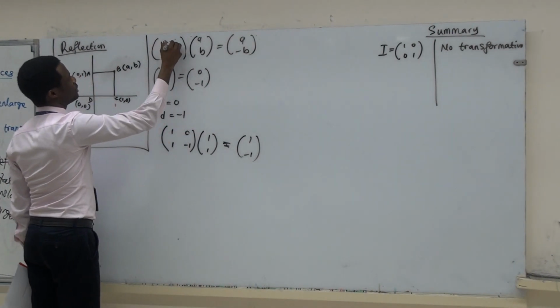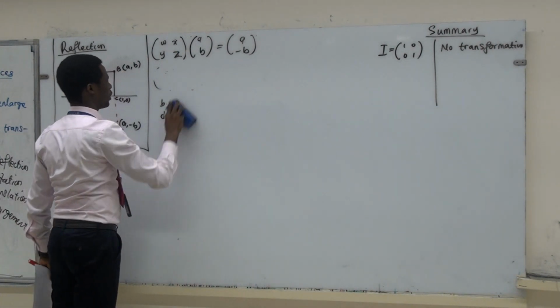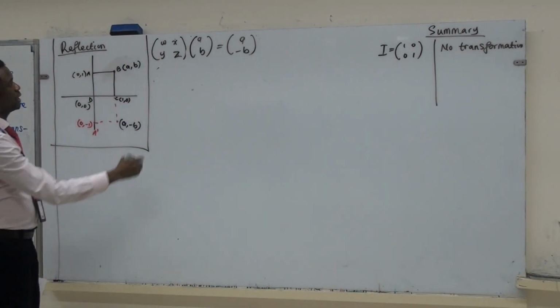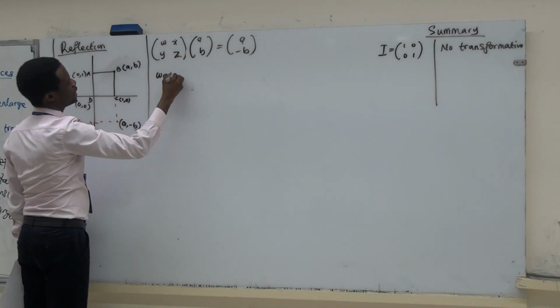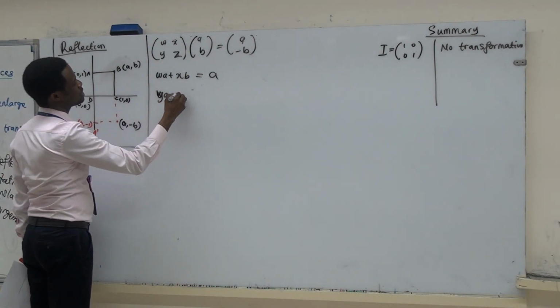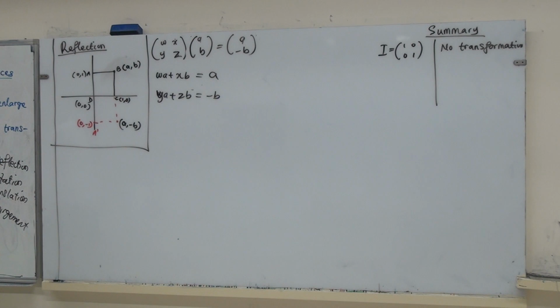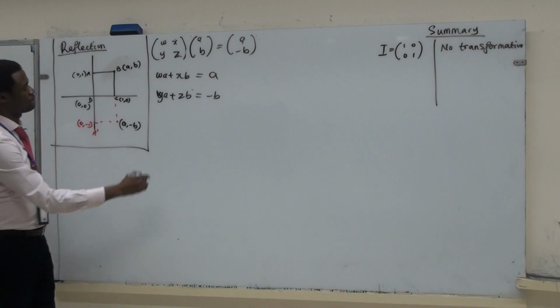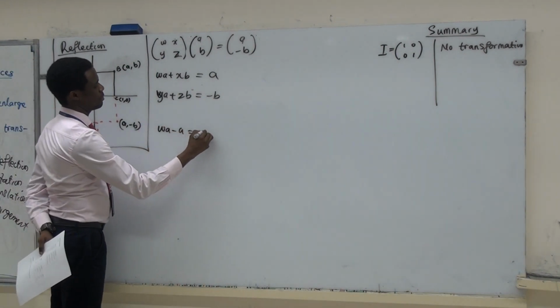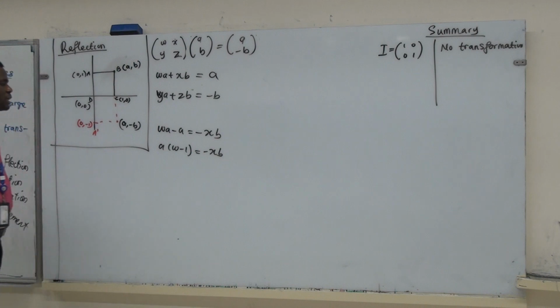Our matrix is W, X, Y, Z. Let's figure out what matrix will do the job. Okay, I think this would be a better option for us. Okay, let's see. What is this? WA plus XB equals A. Agree? Yes. Then YA plus ZB equals -B. Is there a way we could work out our W, X, Y, Z from this? Is there a way? WA minus A will be minus XB, right? A(W minus 1) equals -XB.